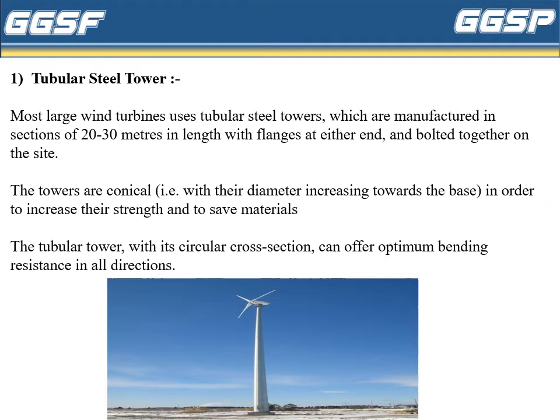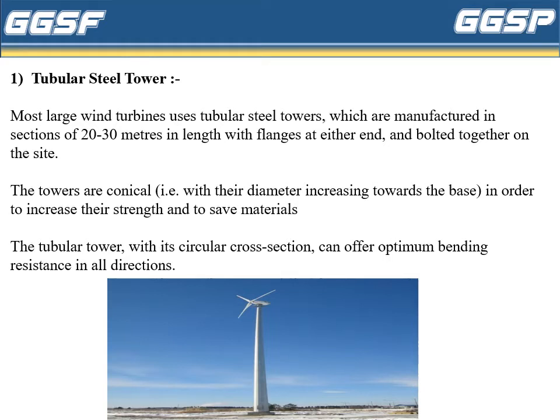The tubular tower, with its circular cross section, can offer optimum bending resistance in all directions. These towers are usually used in large wind turbines and have a conical shape, which has a larger diameter on the ground side, on the bottom side, and a lesser diameter on the upper side.